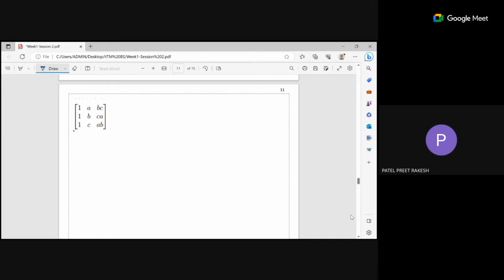Madam, we can replace row 1 by subtracting row 1 minus row 2. Then the second row will be written as R2 minus R3. That's why we can find out the determinant will be A minus B, B minus C and C minus A. Yeah, exactly.